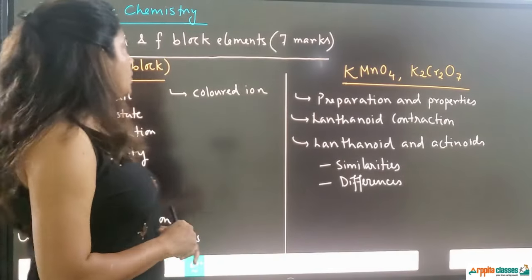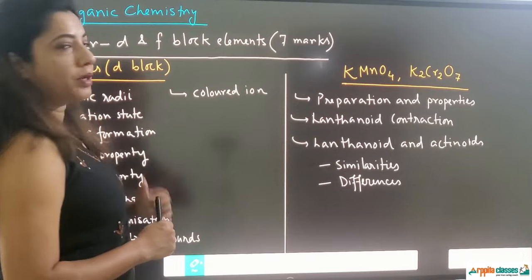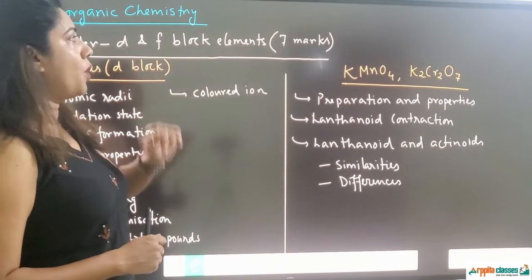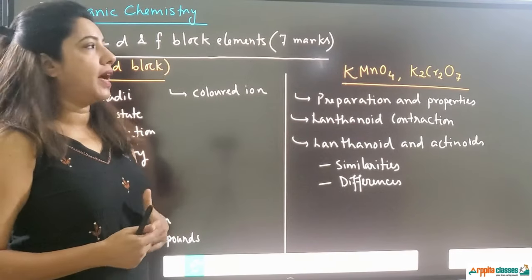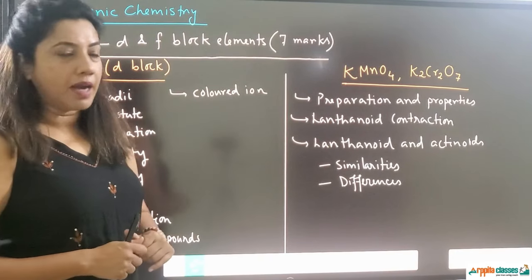So now we come to the inorganic chemistry. The first chapter of inorganic chemistry is D and F block elements. Okay, that is the transition and inner transition elements, which contains 7 marks.